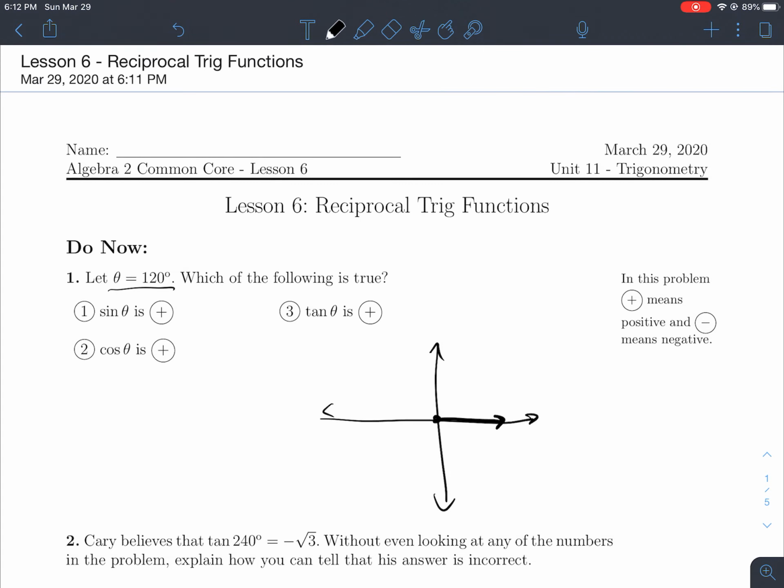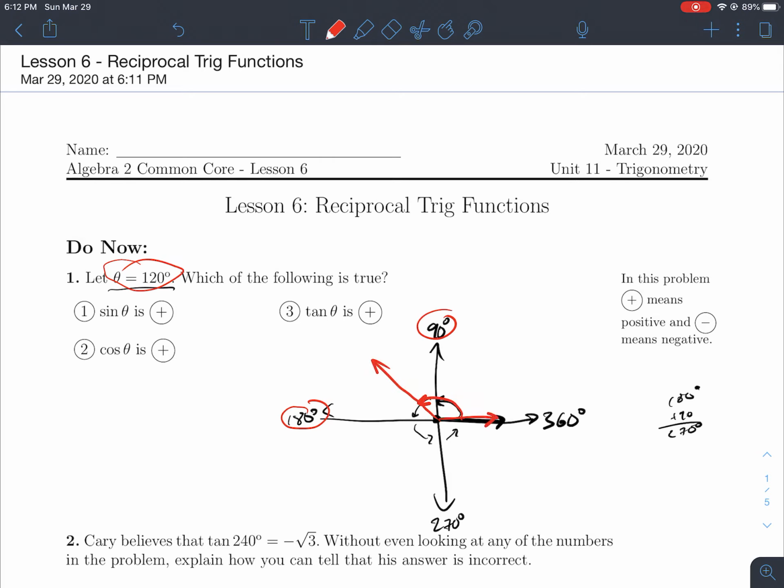And then we're going to rotate. 90 degrees would be here. Another 90 degrees would be 180. 180 plus 90 would be 270. And then if we went all the way around, that would be a full circle. So in our case, theta is 120 degrees, so we're going to go somewhere in between 90 and 180. It looks like it's going to be around here.